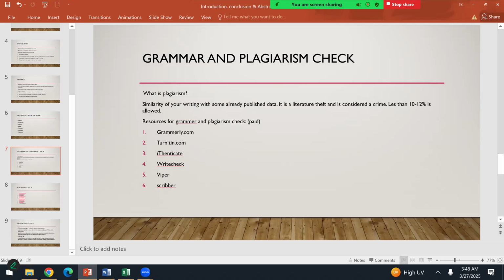These are the paid resources: Grammarly.com, Turnitin, Authenticate, FactCheck, Paper Subscriber. And these are the mostly paid ones. This Authenticate is used by most journals, but we mostly don't have paid ones, so we use the free resources. If you know anyone who has any paid plagiarism checker, then you can ask your friend or someone who has this to let you check for your paper.